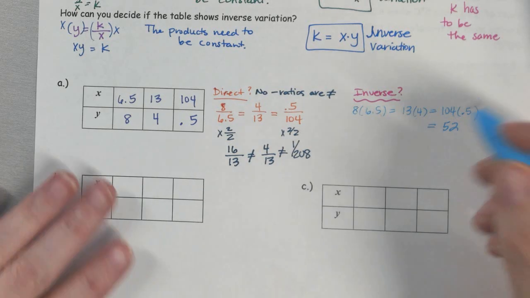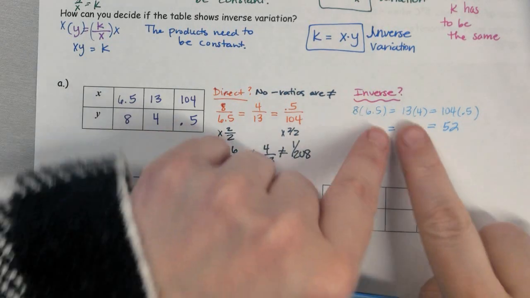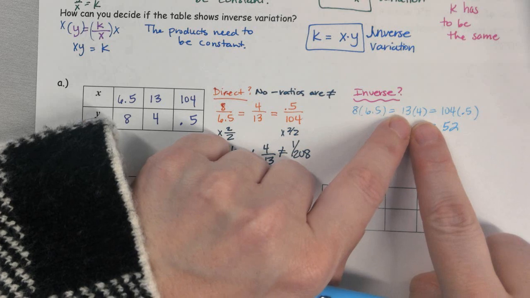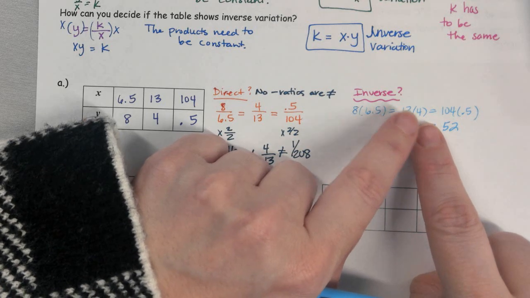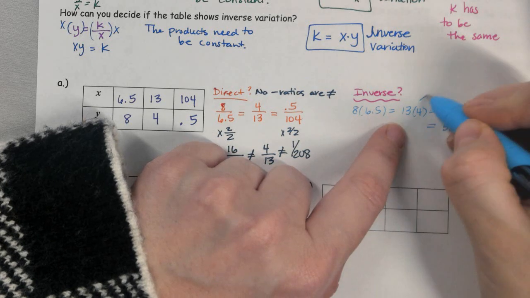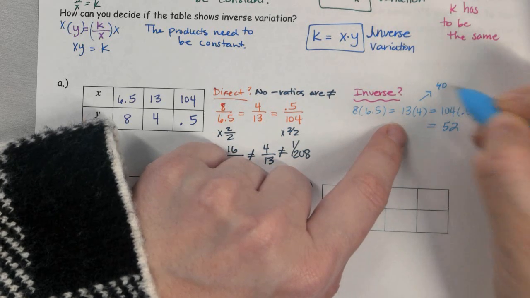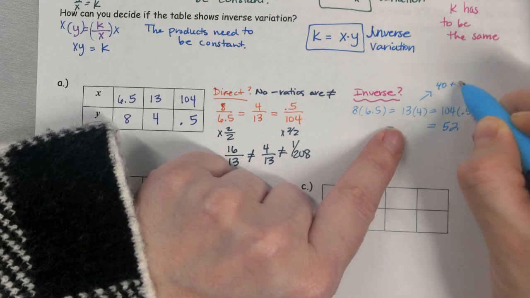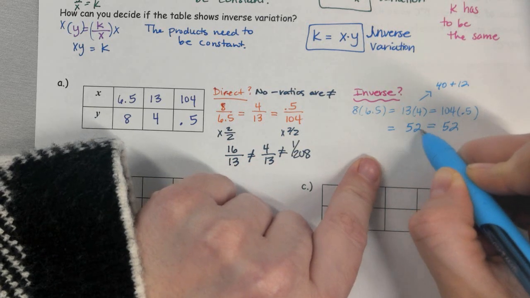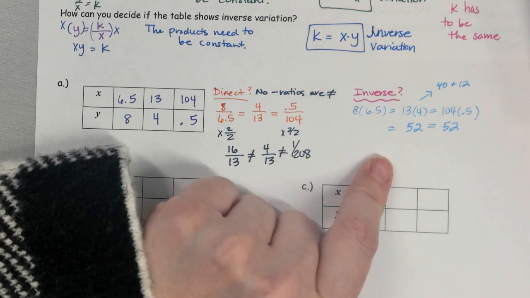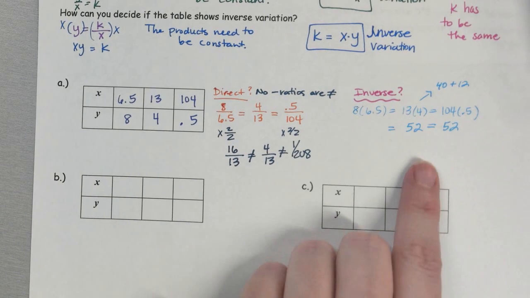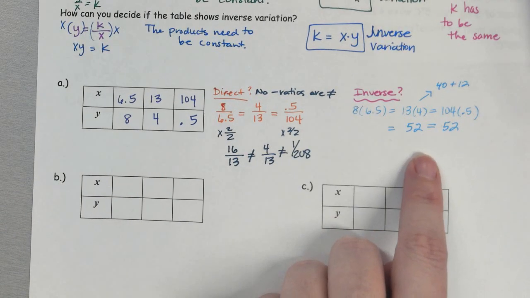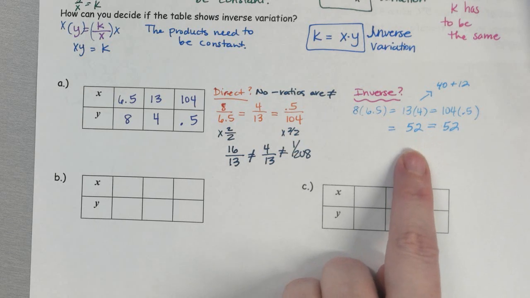Okay, for 13 times 4, this is what I would do. I would break this up. 13 is made of 10 and 3, right? So we know 10 times 4 is 40. We know 3 times 4 is 12. So that's going to make 52. See how I'm breaking it up to make this easier in my head? You don't have to do it in your head. You could write out 13 times 4.